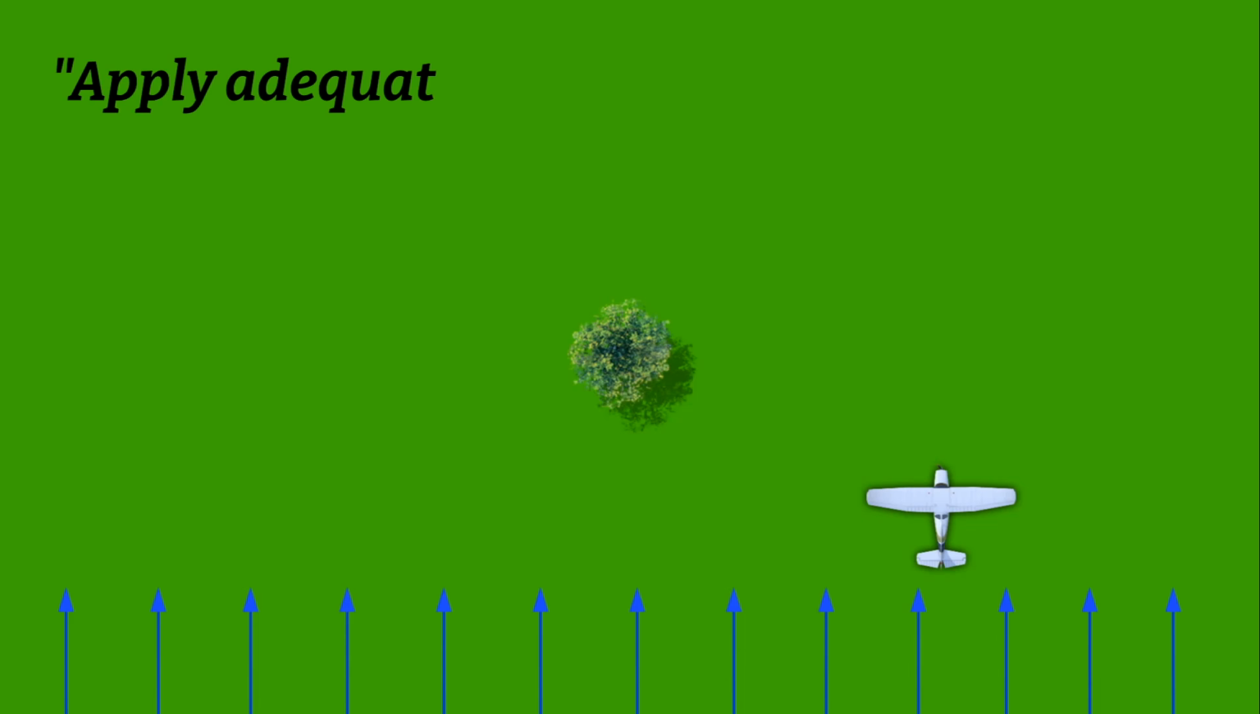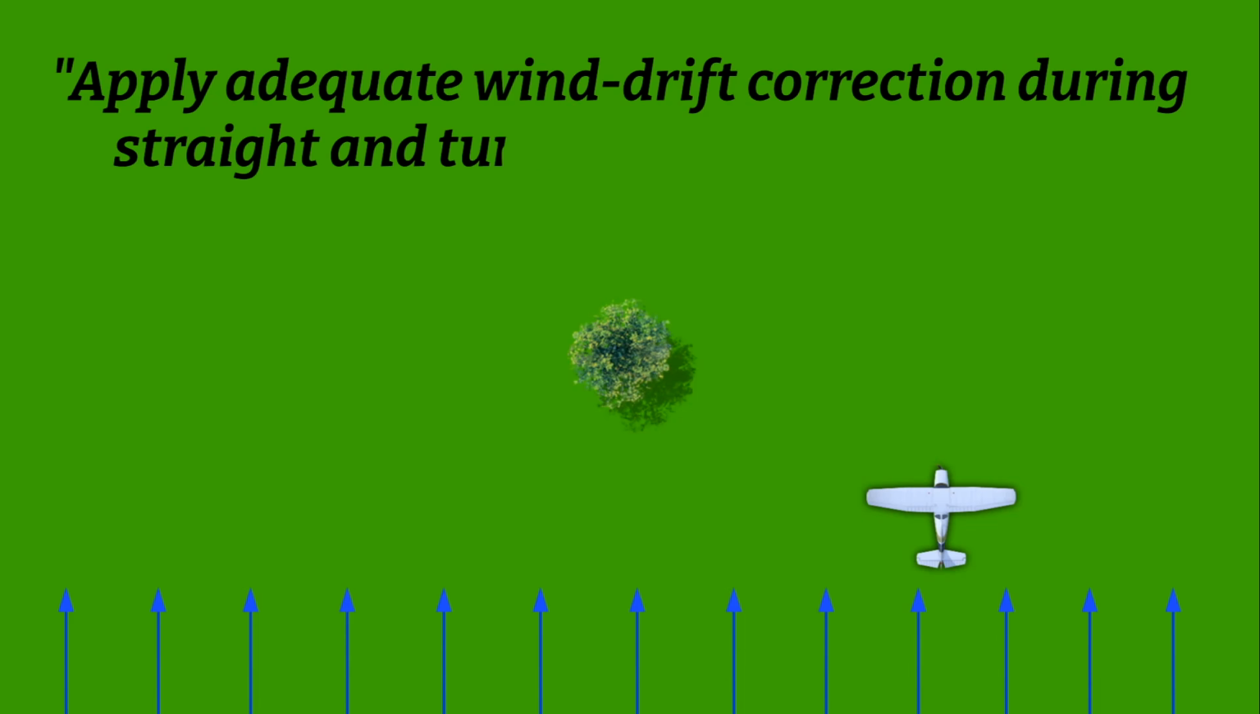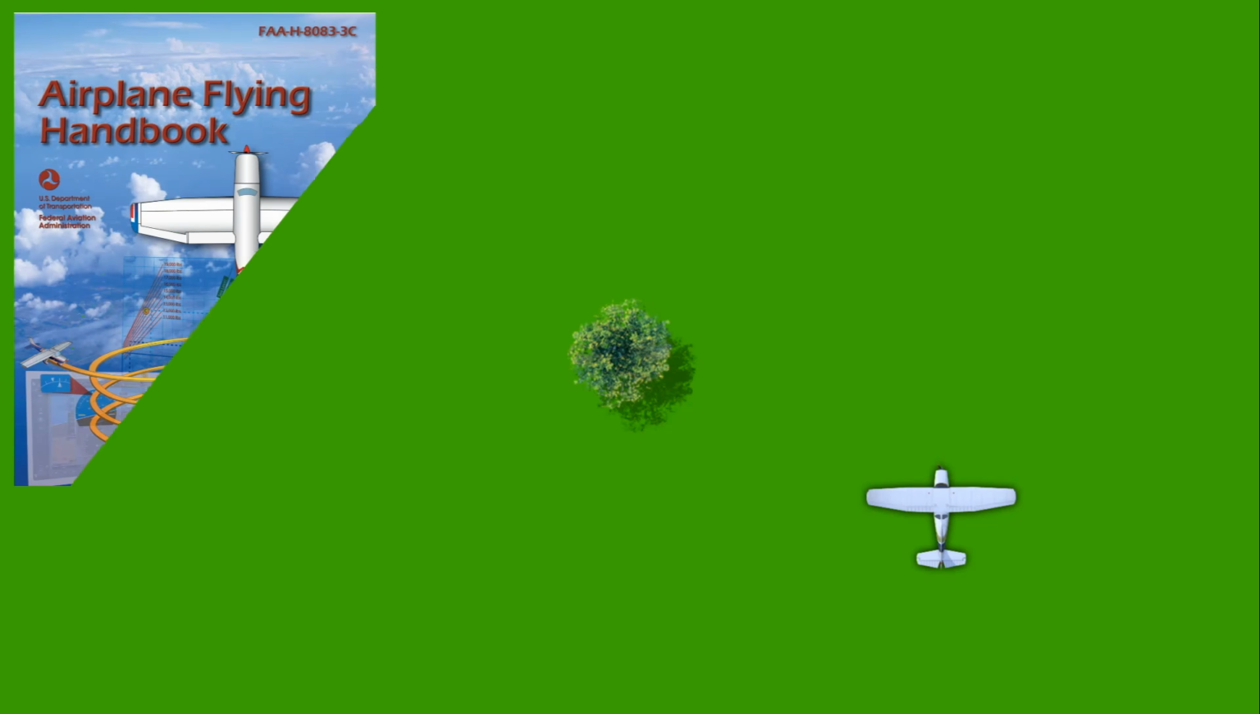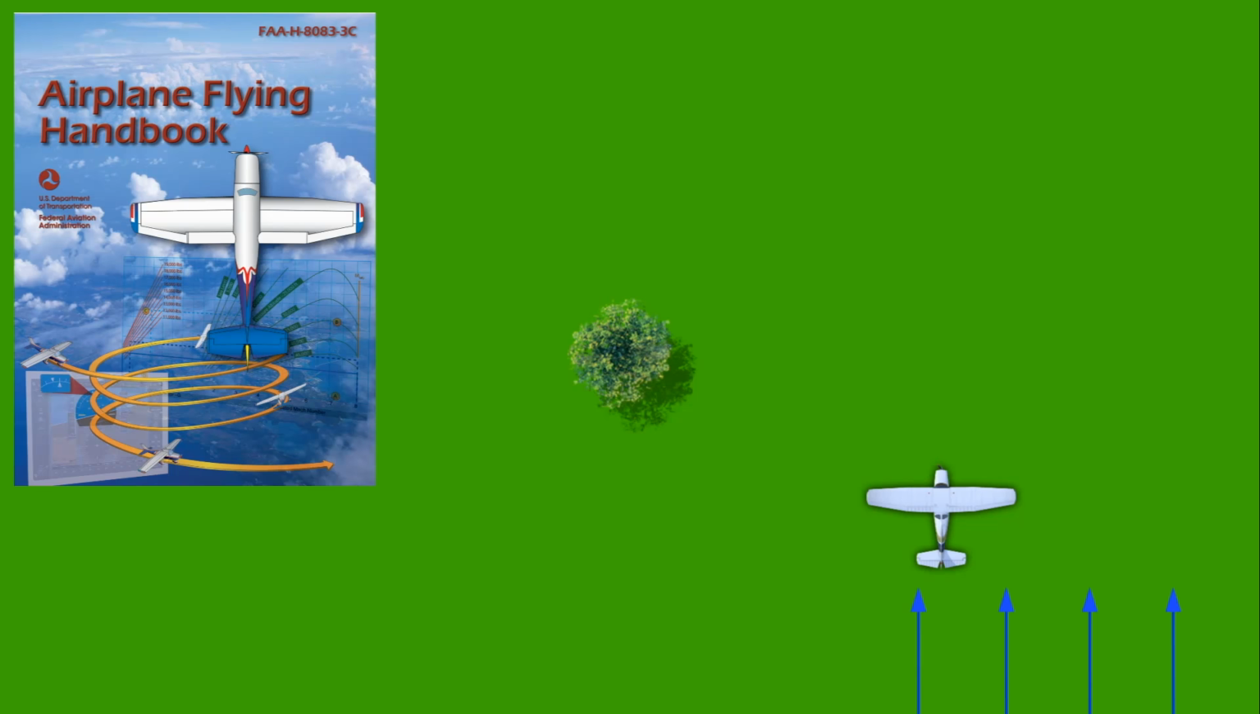Now the Airman Certification Standards do not specify that you need to enter with the wind. It only says that you need to apply adequate wind drift correction during straight and turning flight to maintain a constant ground track and radius of turn. But the Airplane Flying Handbook says that you should enter the maneuver downwind.